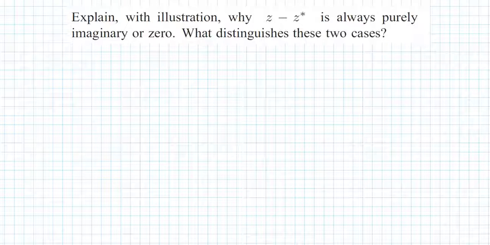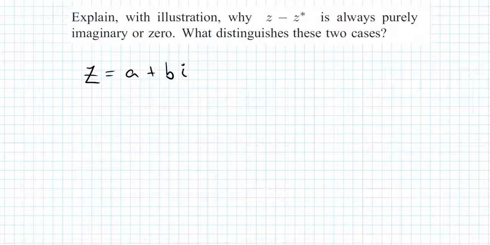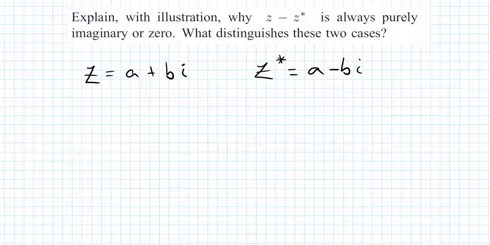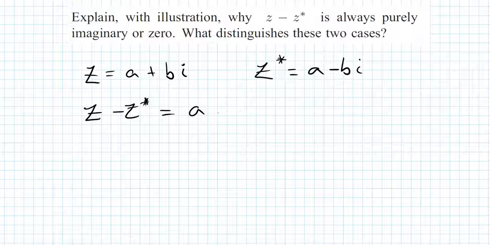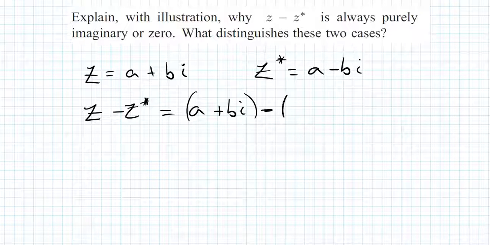But let's just think about z being a plus bi. That's some generic complex number. Well, that would make z star, its conjugate, equal to a minus bi. Now, let's see if we can think about what z minus z star is going to be. Well, of course, it's going to be a plus bi, which is z, minus a minus bi, which is z star, right? So can we simplify that?